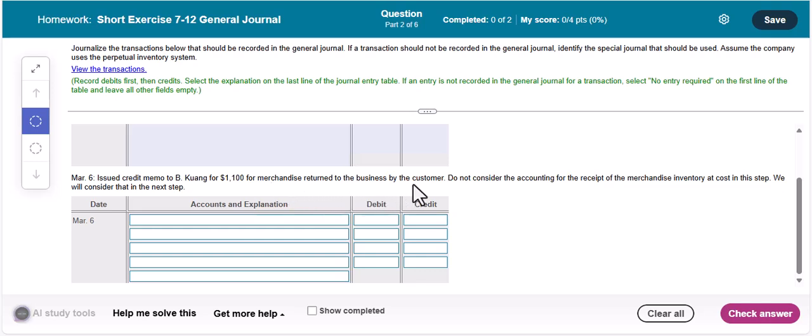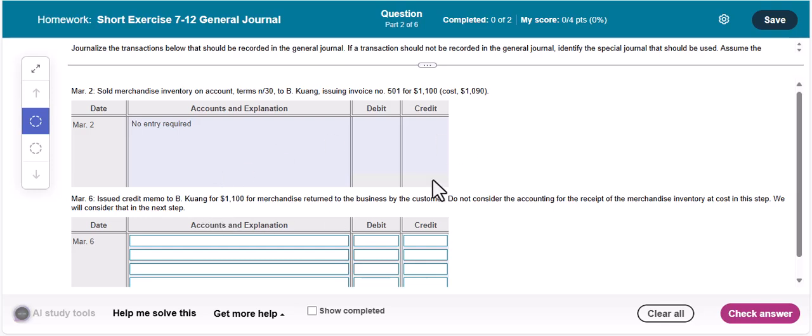Okay, now on March 6th, issued credit memo to B Kong for $1,100 for merchandise returned to the business by the customer. Do not consider the accounting for the return of the merchandise inventory at the cost in this step, so not the COGS step. We will consider that in the next step. So what has happened here?